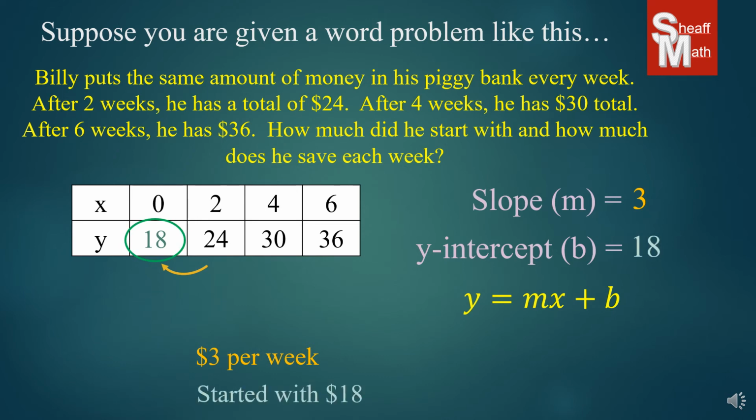And what does that mean in context? Well, it means that he started with $18. On the 0 week, it means that's when he started this thing. He was going to save $3 after that. So writing the equation, we put 3 in for M, 18 in for B, and we have our equation.